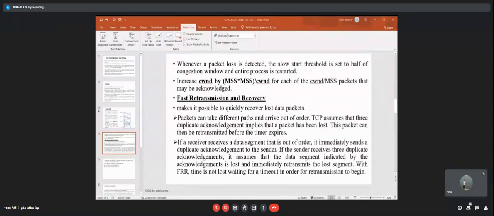See, what is the drawback of slow start mechanism? Since slow start mechanism causes exponential growth, it will send too many packets into the network very quickly. Okay, so when such things happen, there will be a greater number of packets in the network. So in order to control that, we have the slow start threshold value also. But even so, in some cases it may not control it efficiently.